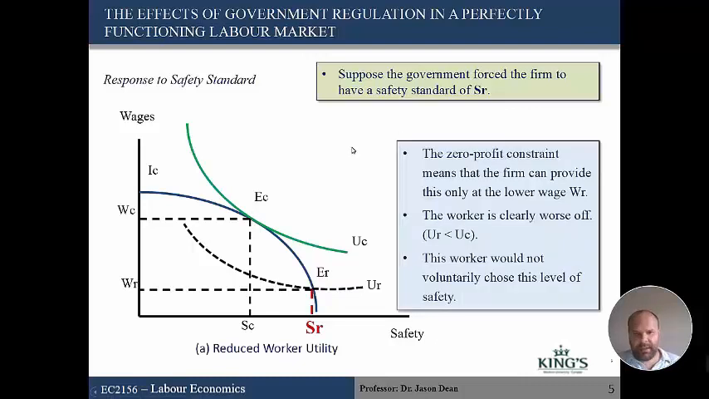In this diagram, we're assuming that the firm is on its zero iso-profit curve, and that the worker would just be forced to be at this level of safety. We're assuming here that the firm would have to lower their wage by this amount to keep their profits constant, and there would be zero profit. So this is the zero profit constraint.